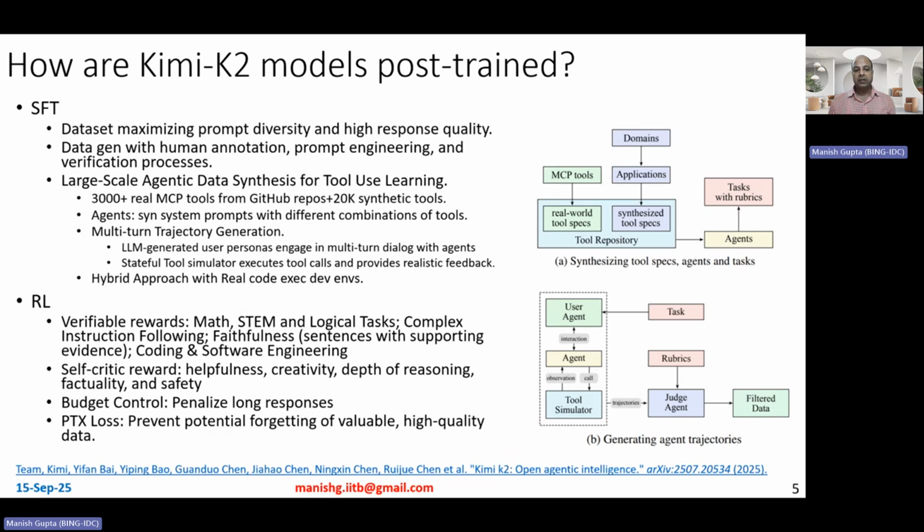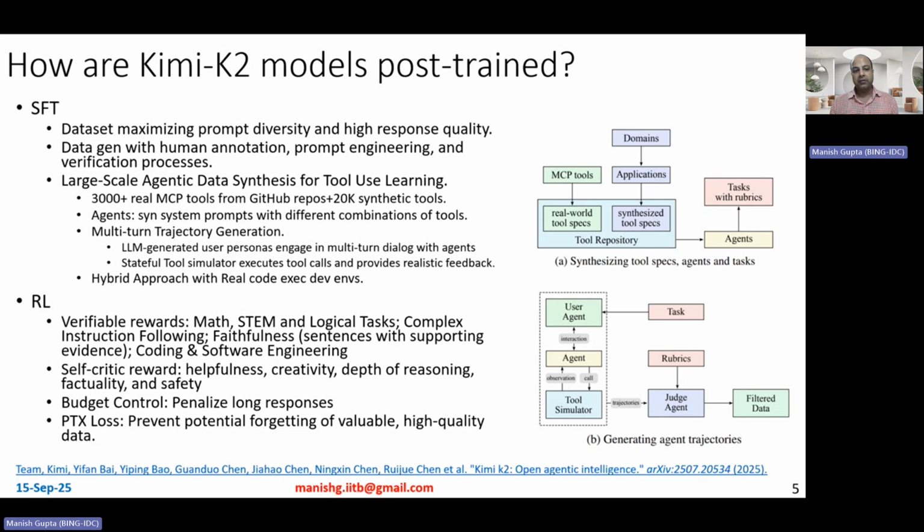Now, they also do reinforcement learning, and they do reinforcement learning with two kinds of things: verifiable rewards and self-critique rewards. So verifiable rewards include rewards for standard tasks like mathematics, STEM, and logical tasks, where there are exact answers and they can be easily verified. Solutions can be easily verified, right? Obviously, they also have coding and software engineering tasks where the solutions can be compiled and executed so as to verify if they are correct or not.